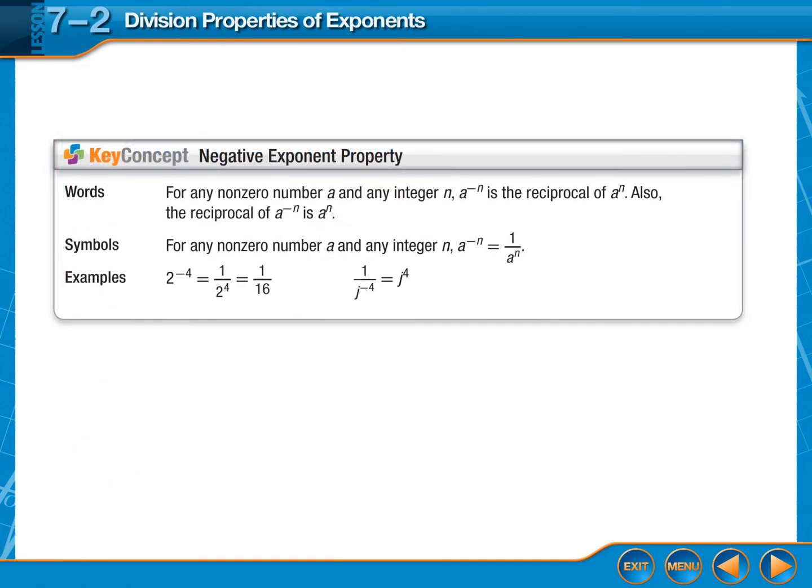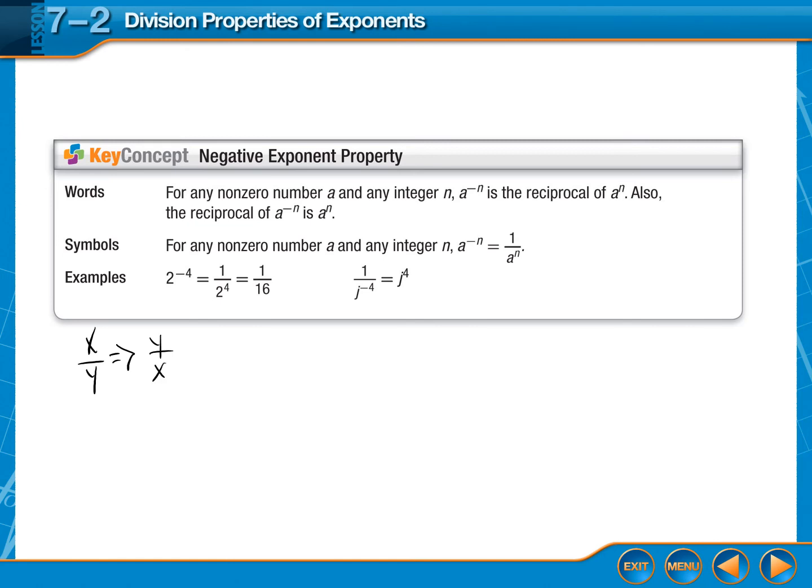All right, so now we're on to our last property, which is the negative exponent property. And what the negative exponent property says is that anything except 0, so numbers and variables, anything that has a negative exponent, we can rewrite it as a positive exponent by using the reciprocal. And remember what a reciprocal is. So if I have a fraction, x over y, the reciprocal is y over x. So I just flip the numerator and the denominator.